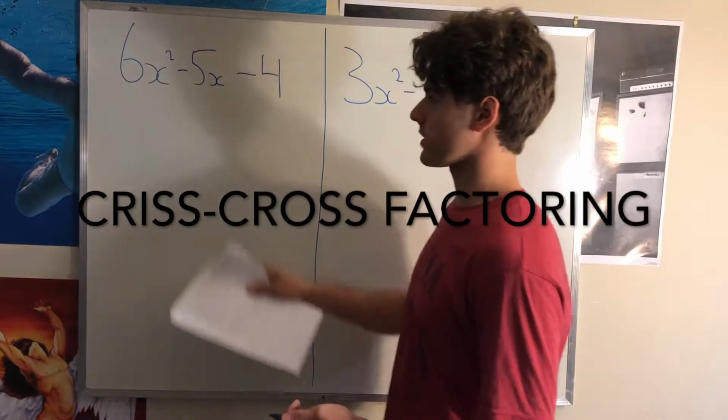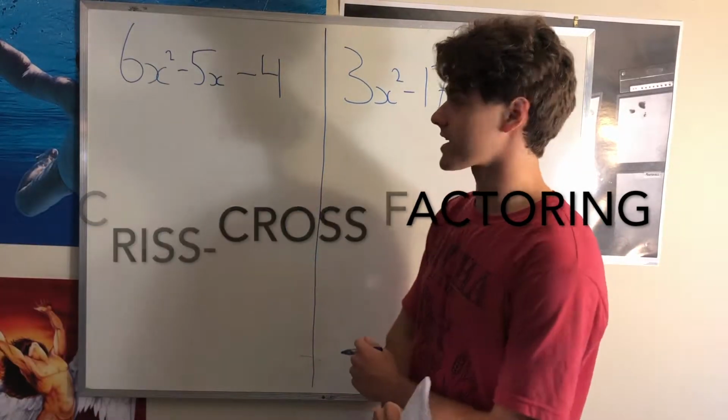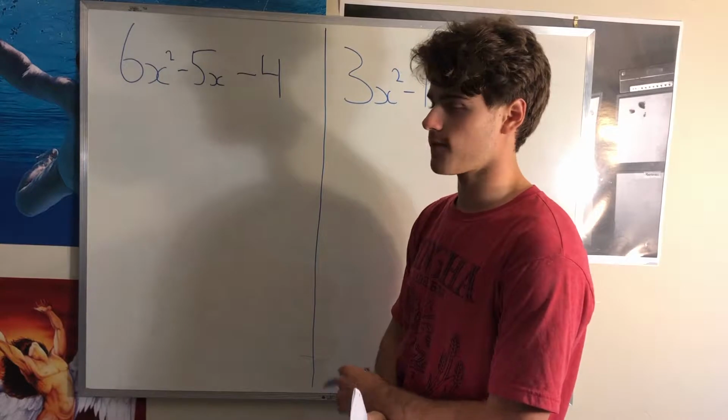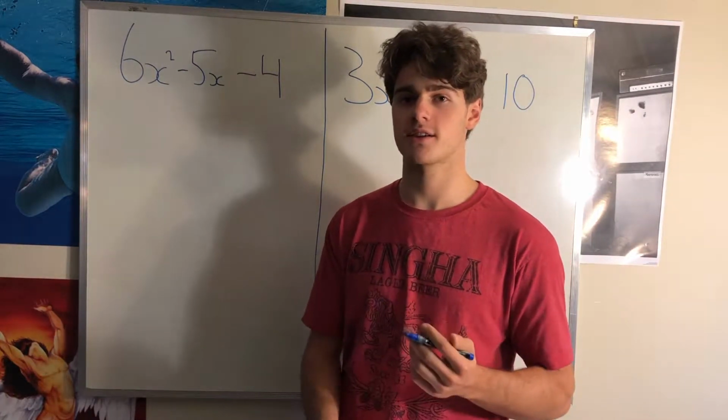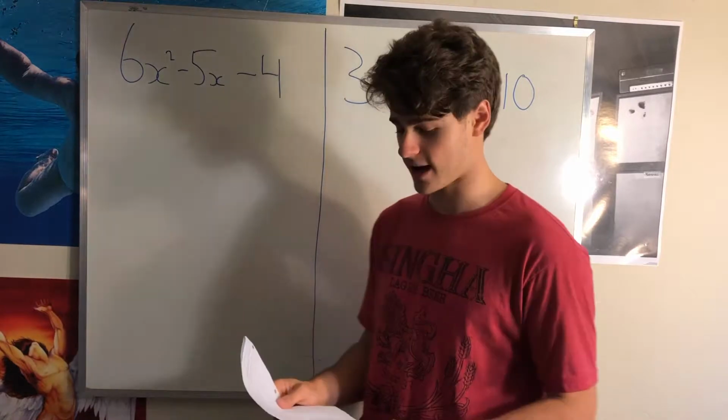So for our first example, we have 6x squared minus 5x minus 4. If you've never seen this method before, just bear with me for the first example, and hopefully it will make sense a little bit better for the second example.